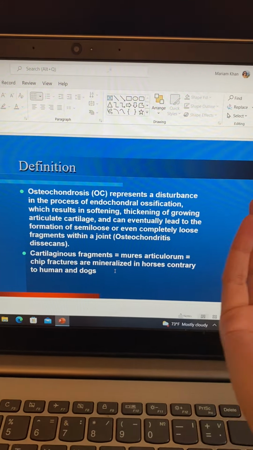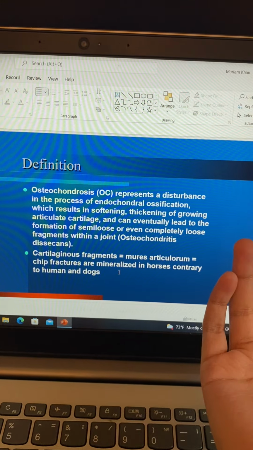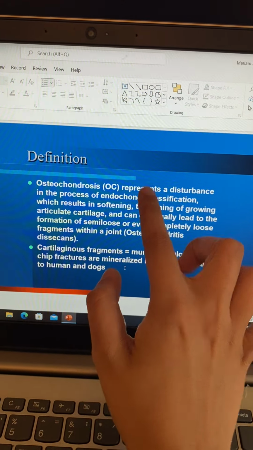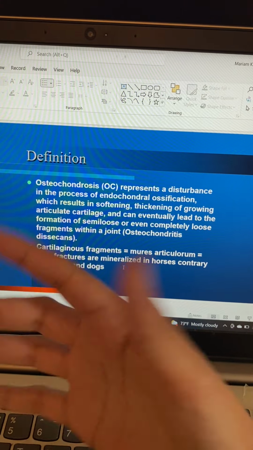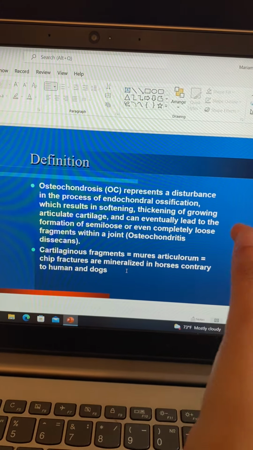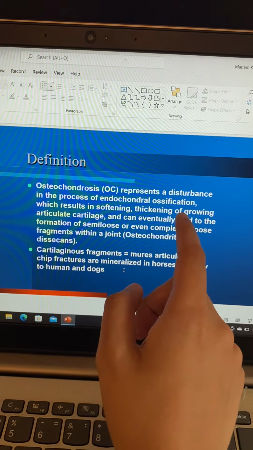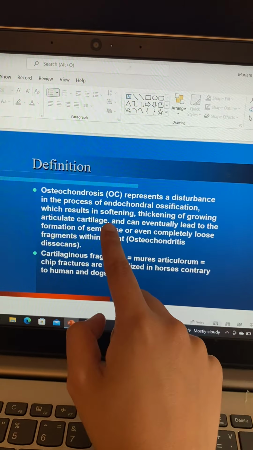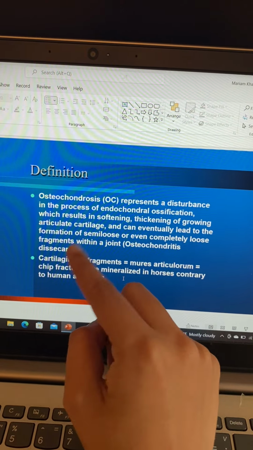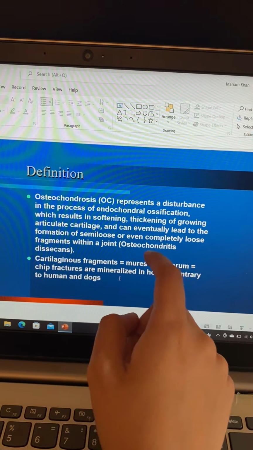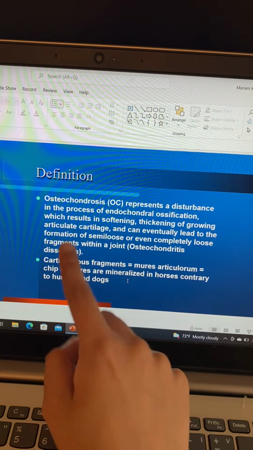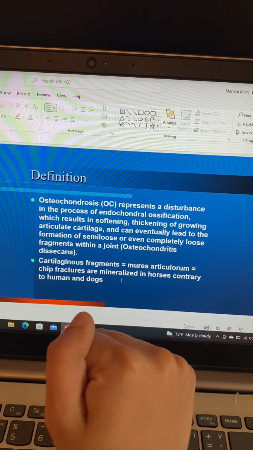So what's osteochondrosis? Basically, it's a disturbance of the process of endochondral ossification. What does that mean? Well, whenever you see the word chond, it kind of means cartilage. When this ossifies, this is when cartilage becomes bone. Now, if osteochondrosis takes place, it means that this has been disturbed. So it results in softening and thickening of the growing articular cartilage. This is the cartilage in articular joints, and it can lead to semi-loose or completely loose fragments, which is osteochondritis dissecans. So if you see this, you know what it means now.